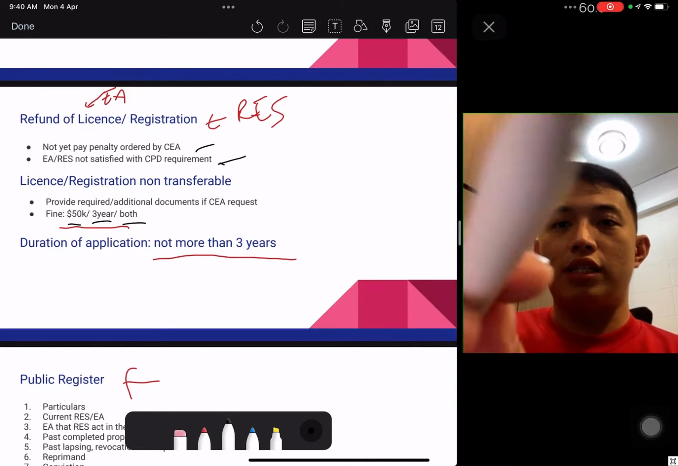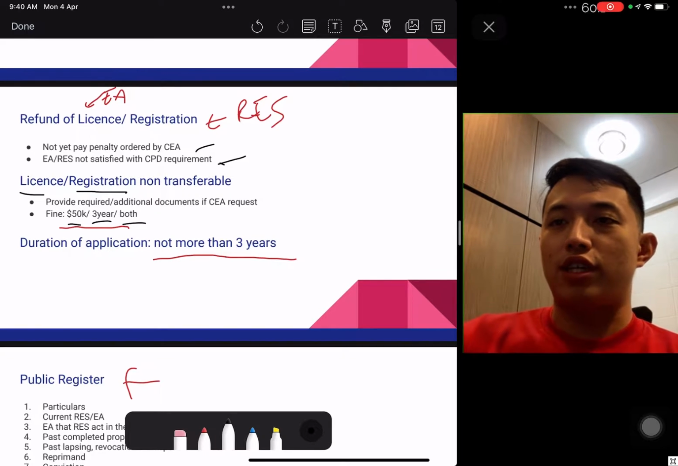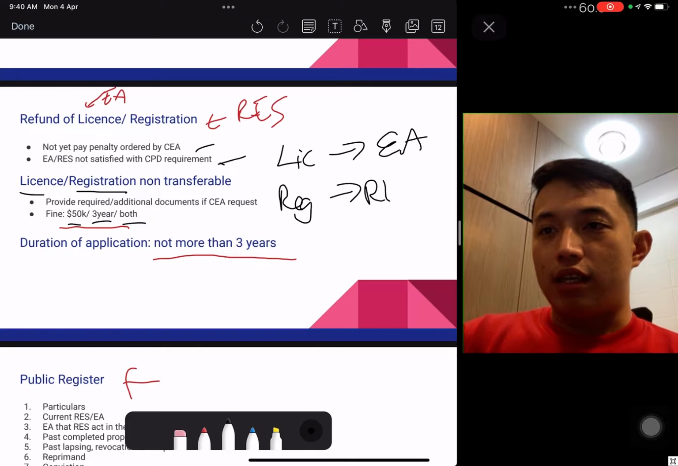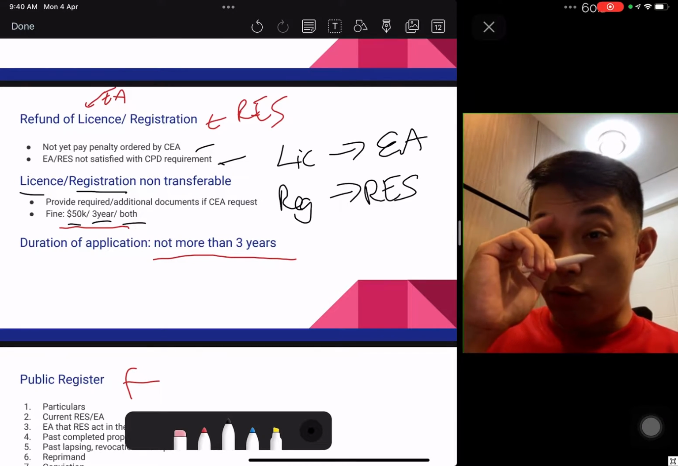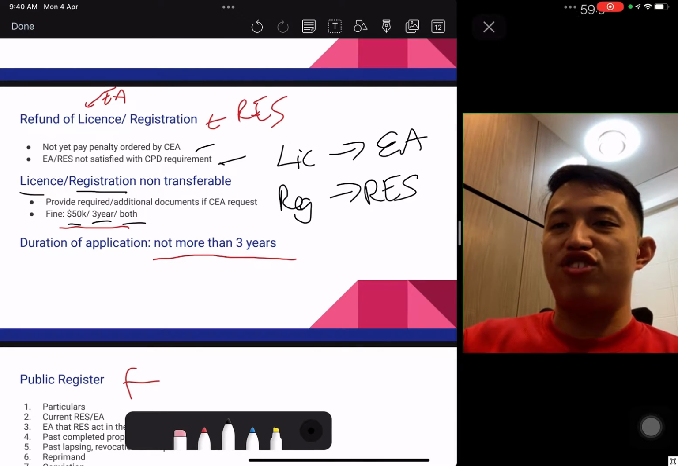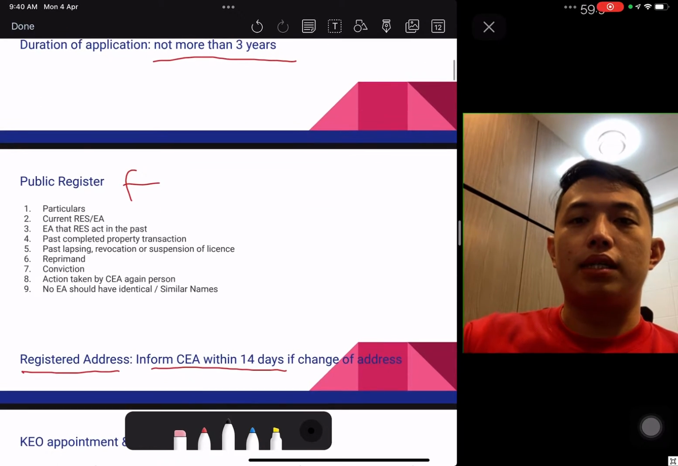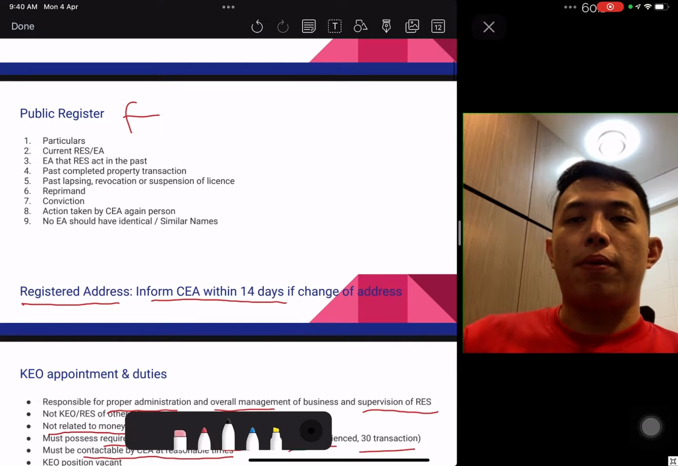So guys, you are understanding what it means by license and registration. License is for EA. Registration is for RES, for those who don't know. So all RES have a registration number. All the EAs have a license number. So guys, next, public register.